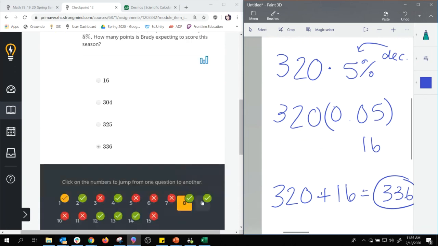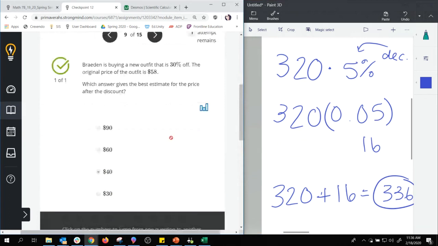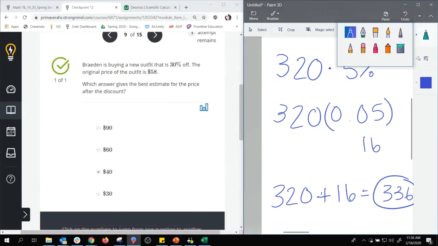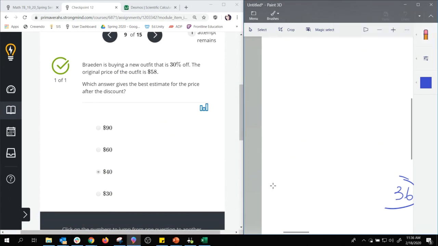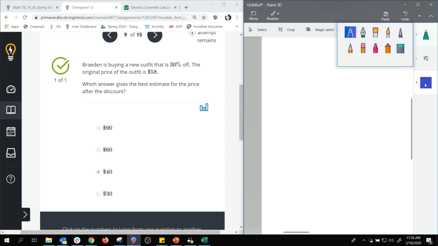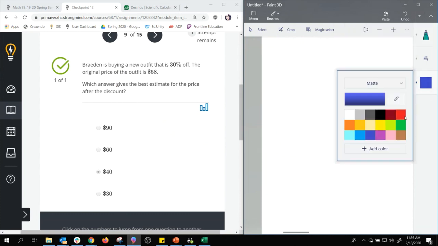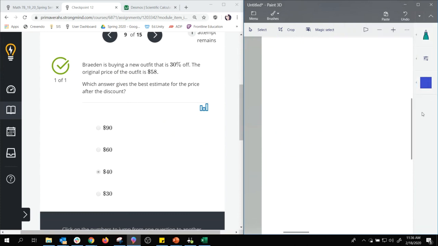All right, number 9. Braden is buying a new outfit that is 30% off the original price. The original price of the outfit is $58. Which answer best gives you the estimate for the price after the discount? What would be the first thing that we'd want to do on this problem? Natalie says 0.3, perfect. So that's our percent as a decimal. What do we want to do with it? Multiply it by 58, perfect.